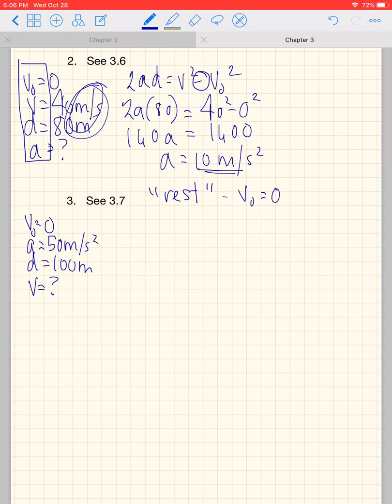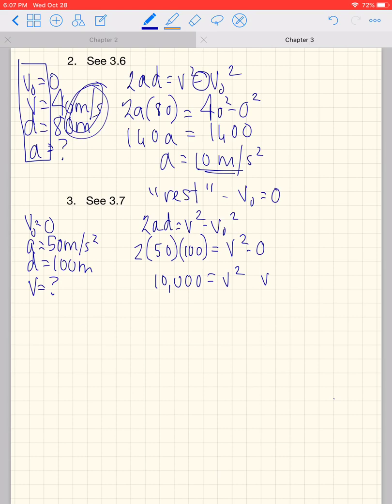So I'm going to use that same equation that I did above. 2ad is equal to v squared minus v naught squared. 2 times 50 times 100 is equal to v squared minus 0 squared. When I do the math on this, and I'm going to leave it to you to figure the math out for this, well, I'll show you real quick. It ends up being that 10,000 is equal to v squared. So, of course, I have to take the square root of both sides. So v is equal to 100 meters per second.